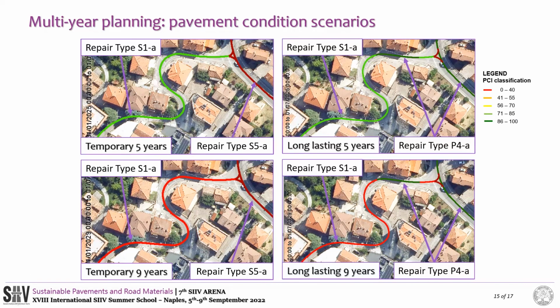In these pictures, the pavement condition of a road section is shown after 5 and 9 years from the carrying out of temporary and long-lasting repairs, respectively.